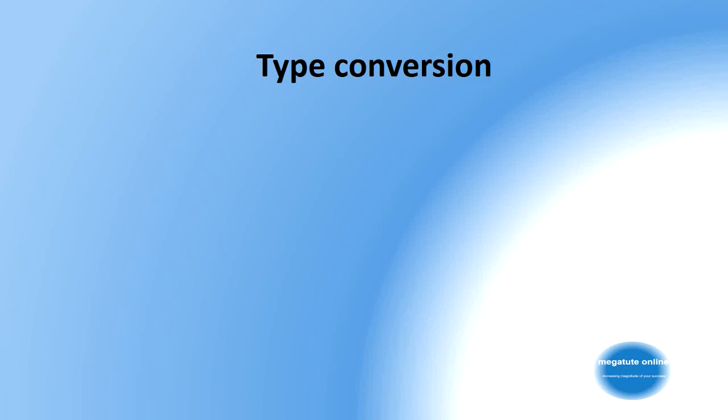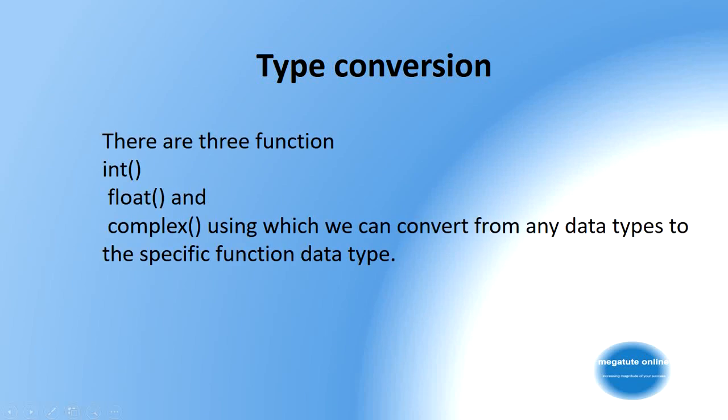So we have three functions which are used here for this purpose. First is the integer, which converts any other data type to integer. Another is the float, which converts any other data type to float.